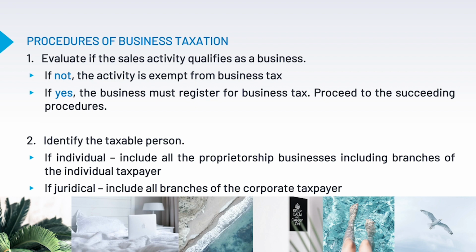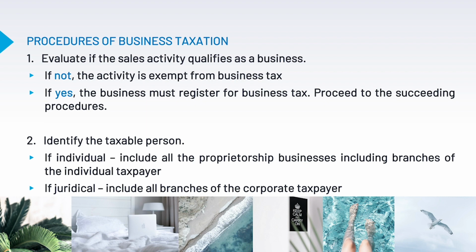Okay? So, kumbaga, ganyan siya, no? About step 1, evaluate. If yes, then proceed to number 2. Anong number 2? Identify the taxable person. So, after evaluate, identify mo ang person. Is it an individual or corporation? If individual, include all proprietorship businesses, including branches of the individual taxpayer. Example, ako, may negosyo ako sa Antique, tapos nagwork ako dito sa Iloilo, tapos may negosyo pa rin ako dito sa Padilla, or anywhere else. So, i-consolidate ko na siya, i-include ko into one amount, then amo na i-report ko as my business transactions. Okay? If juridical naman, it includes all branches of the corporate taxpayer.